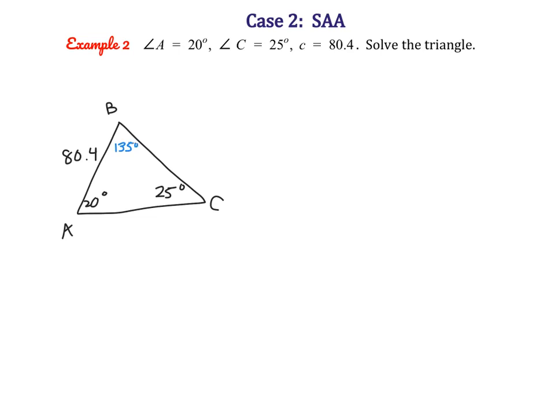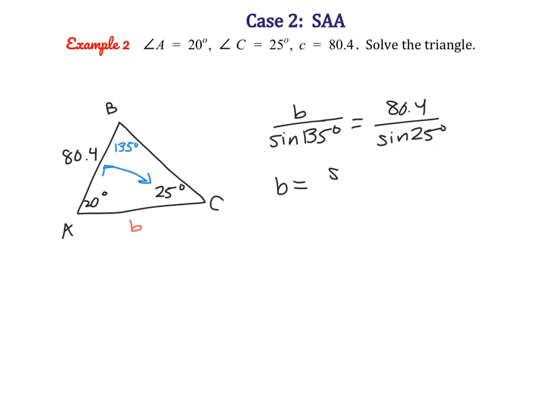And here you can see we can use law of sines because I know an opposite side and an angle. So I can use this as a ratio. So let's start by finding side B. So we can say B over the sine of 135, which is root 2 over 2, equals 80.4 over the sine of 25. So notice side length over angle, side length over angle.